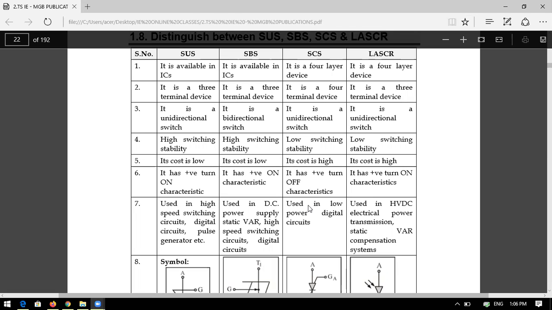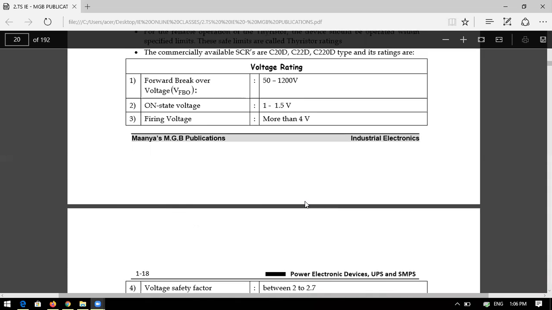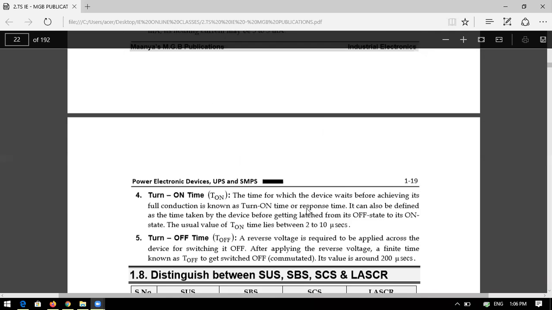Voltage ratings mean VFBO, the forward breakover voltage, turn on voltage V on, and the firing voltage. That comes under voltage rating. What are the current ratings? Latching current, holding current, and di by dt rating. Okay, so they are the current ratings. What are the other ratings? Turn on time, turn off time, and junction temperature. Okay, so they are the other ratings. So these are the definitions. We have also seen the definitions. Okay.